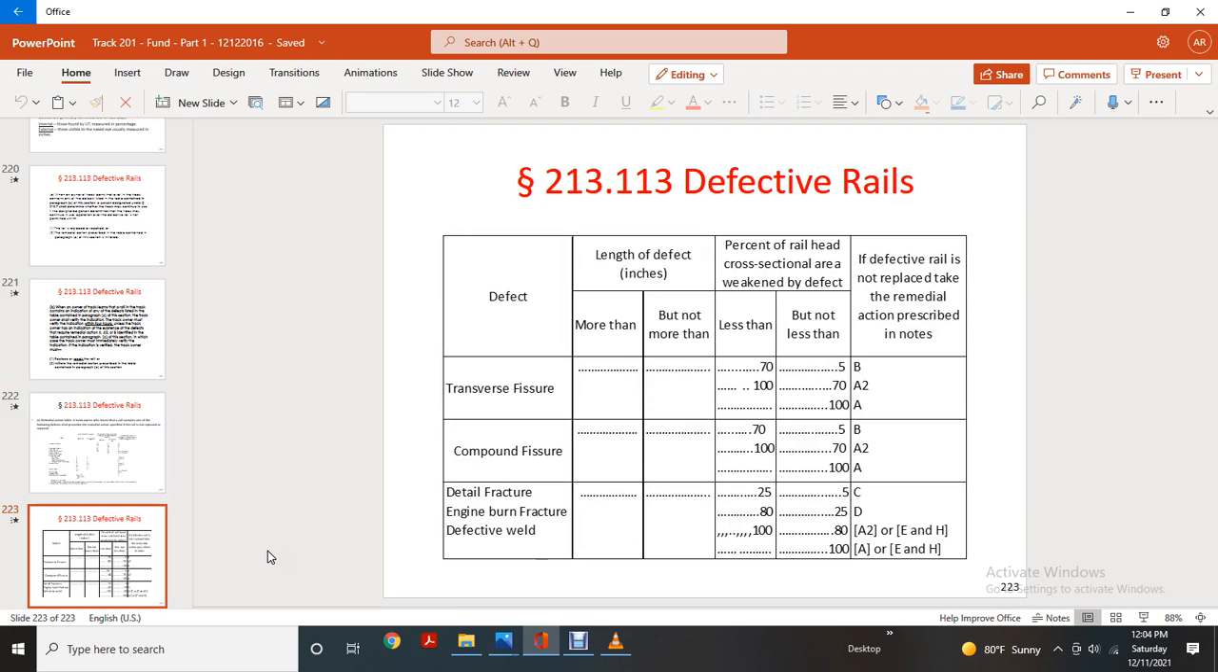Defective rail with a defect with the transverse compound fissure, the defective tail fracture, engine burn fracture, defection length with a defect with inches more than percent of the railhead cross section weakened and defect with less than or button less than the defect with not replaced with the remedial action prescribed in the notes.